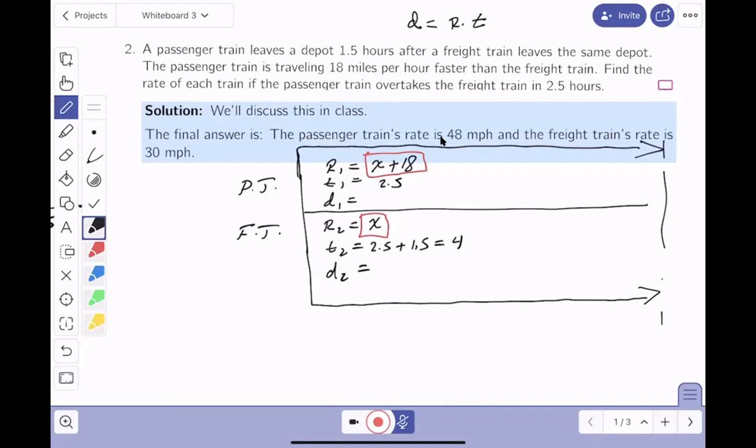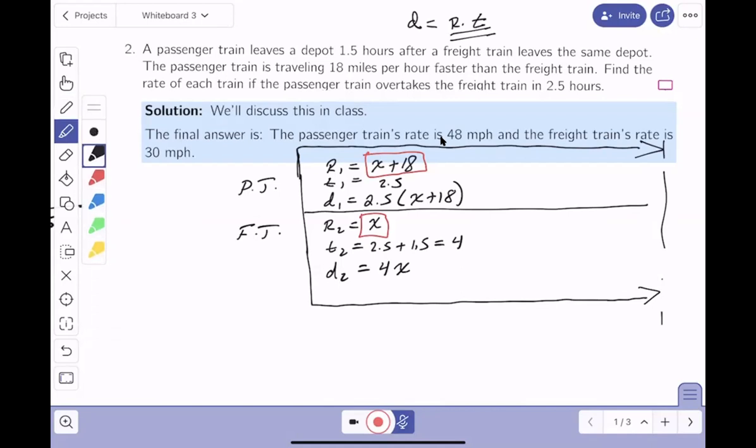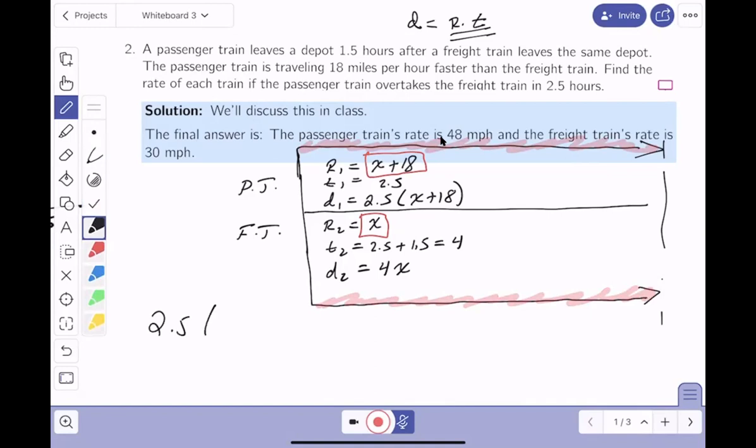4. All right. I'm going to put distance down. And what's distance? Rate times time. So what do you get up here? 2.5 times x plus 18. What's the other guy's distance? 4 times x. Again, we're using rate times time. What do I know? And again, I'm going to emphasize it to you. The only thing I know of equality in this problem is that the distance when the passenger train passes the freight train is identical to this guy over here. So the distances must be equal. And let me write that down for you. So 2.5 times x plus 18.